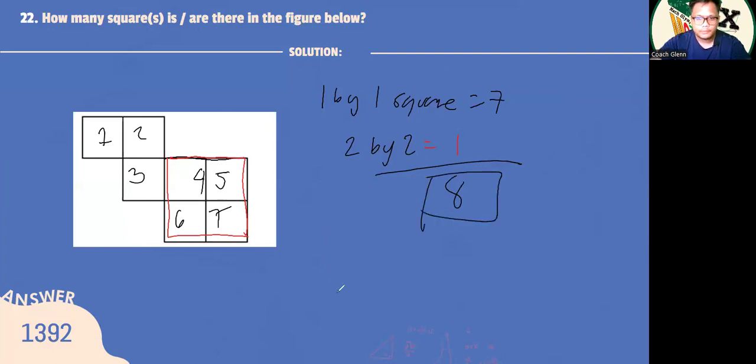Any questions for this one? 1392 is a typo. Final answer should be 8. Okay. Any questions for this one? If there are no more questions, let's proceed to the next problem.